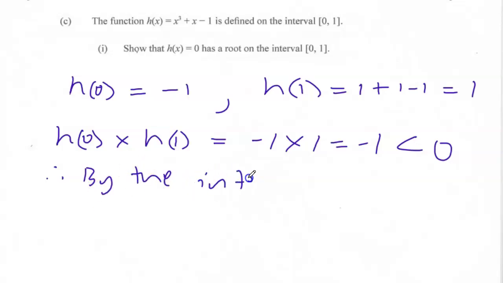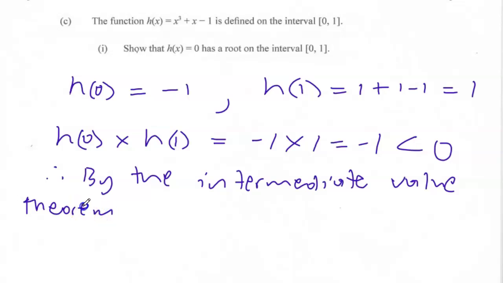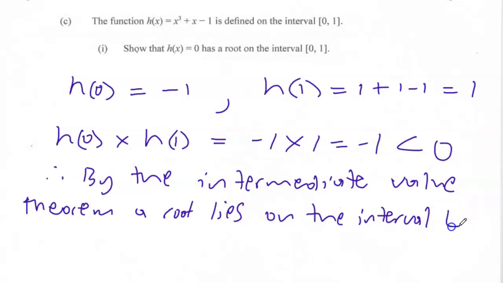intermediate value theorem, a root lies on the interval 0, 1. In other words, a root lies between 0 and 1.